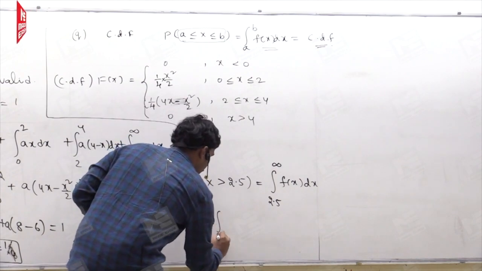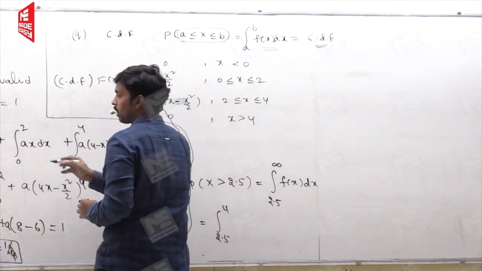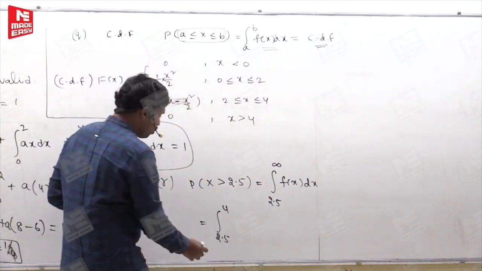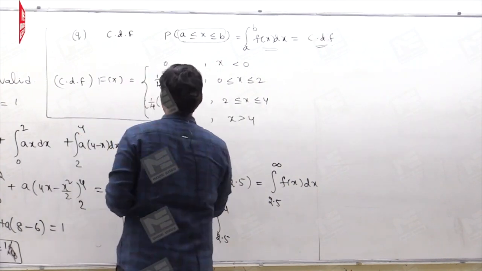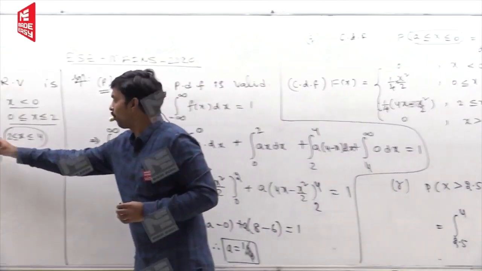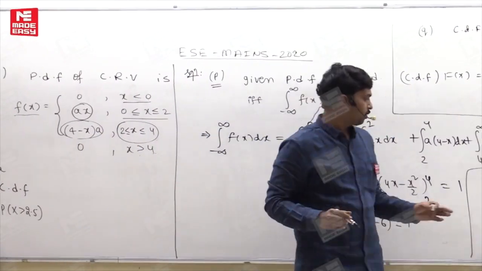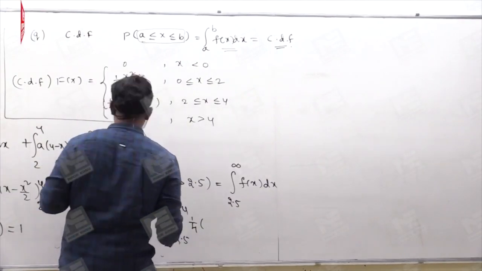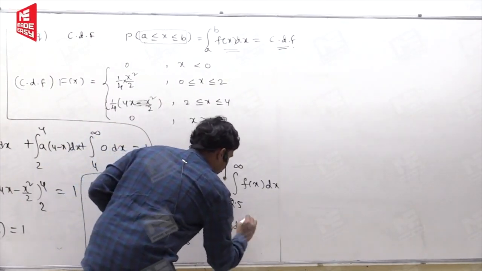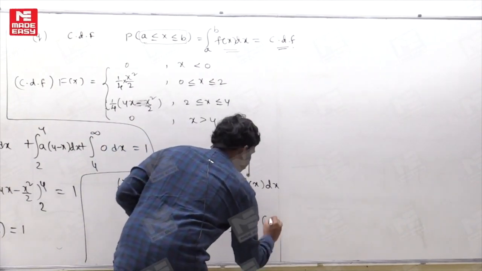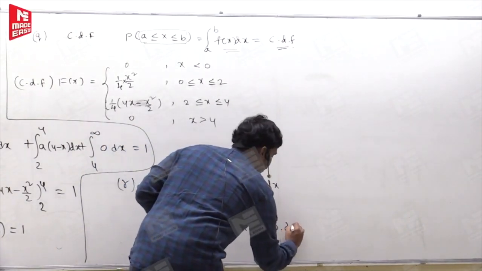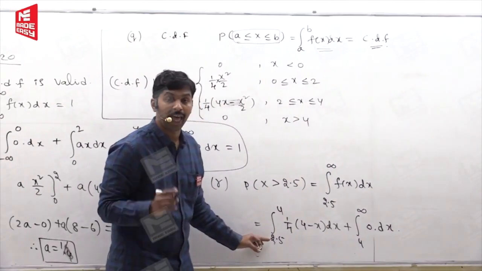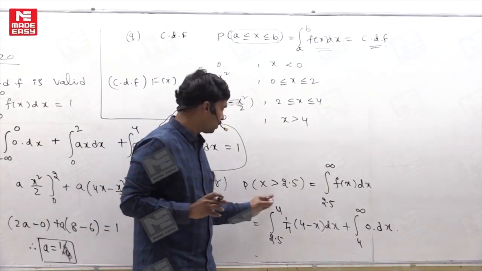Here we know that from 2.5 to infinity it is a piecewise function, because from 2.5 to 4 the function is written as 4 minus x into a. So I am writing 1 by 4 of 4 minus x into dx. Then again from 4 to infinity, f of x is 0. This is how we do the integration of f of x as per the interval of the functions.